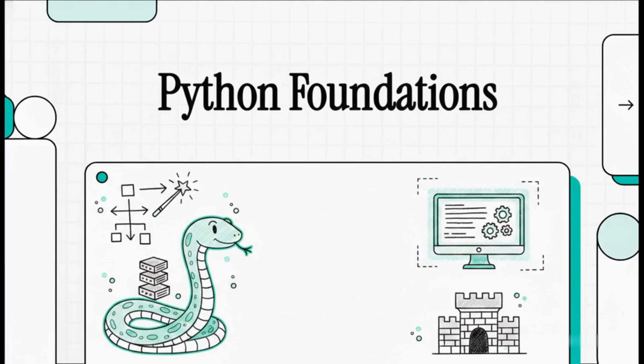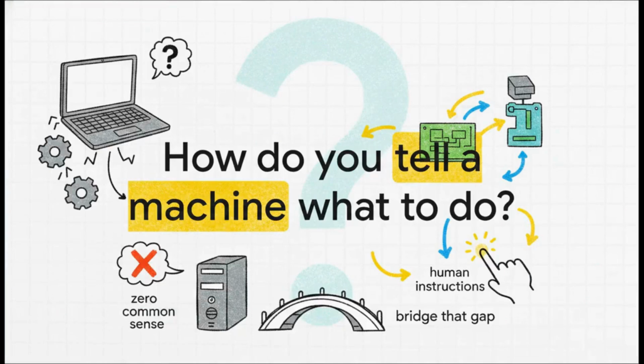Let's get into it. First up, let's start with a really fundamental question. How exactly do you tell a machine what to do? I mean, we often think of computers as these brilliantly smart entities, right? But the reality? Well, computers are extraordinarily fast, for sure, but they actually have zero common sense. Literally none. Without human instructions, your super powerful laptop is basically, well, just an expensive paperweight. So how do we bridge that gap?